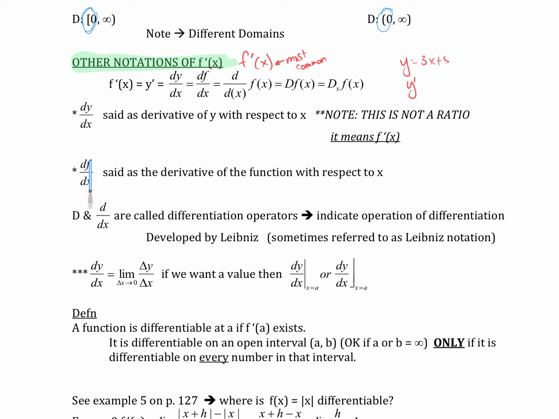So over here we have df over dx, and that's the derivative of the function with respect to x. All of these differential operators indicate some sort of differentiation, and they were developed by Leibniz. And so we often call this Leibniz notation. So you'll hear me sometimes say Leibniz notation.